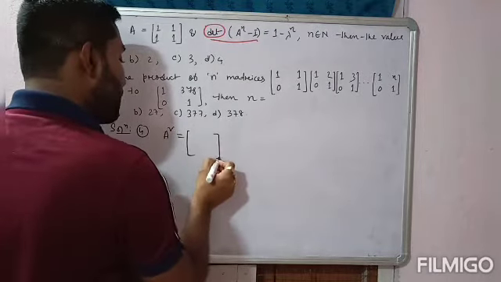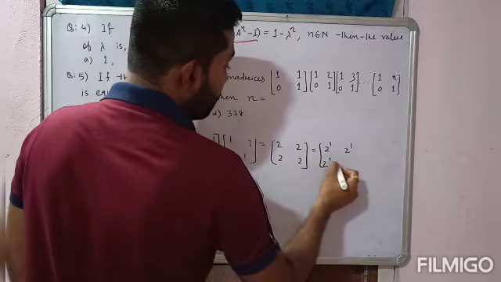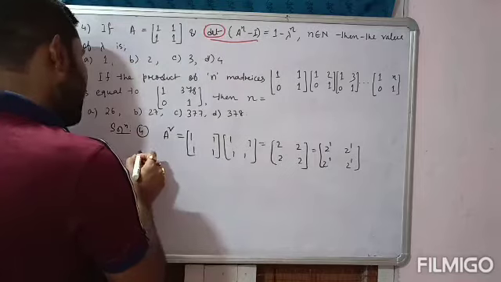So A square is equal to [[1, 1], [1, 1]] into again [[1, 1], [1, 1]]. After multiplication, what will you get? 1 plus 1, that is [[2, 2], [2, 2]]. Yes, so A square is equal to [[2, 2], [2, 2]]. That means 2 to the power 1 in every entry.